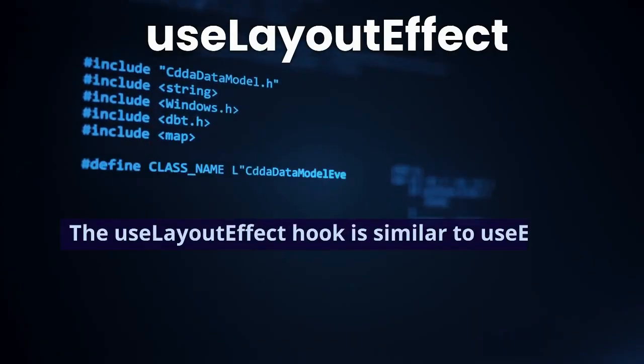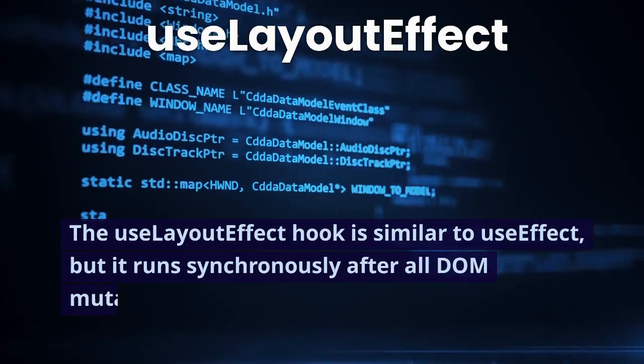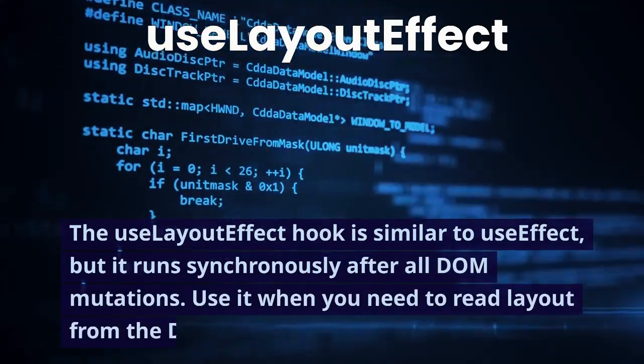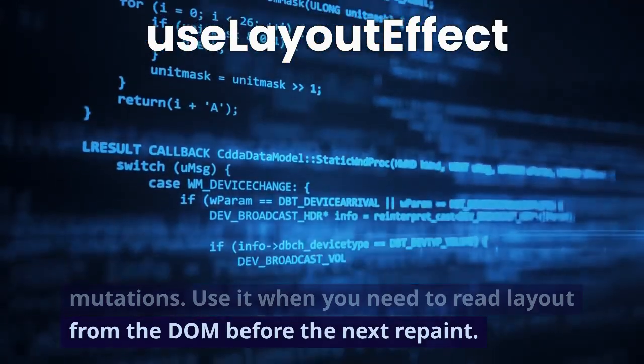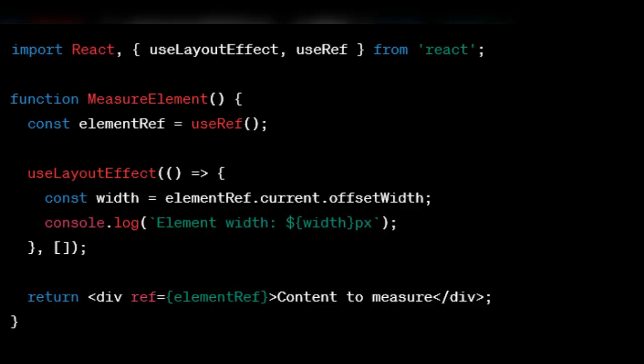The useLayoutEffect hook is similar to useEffect, but it runs synchronously after all DOM mutations. Use it when you need to read layout from the DOM before the next repaint. Here, useEffect is used to fetch data when the component mounts, with an empty dependency array. The fetched data updates the data state variable, and the component renders accordingly.